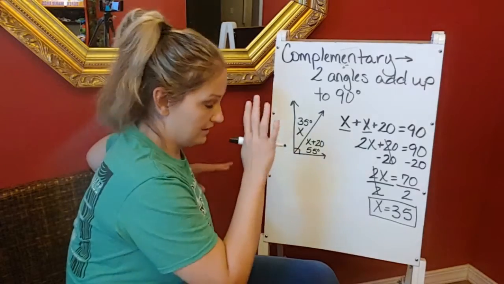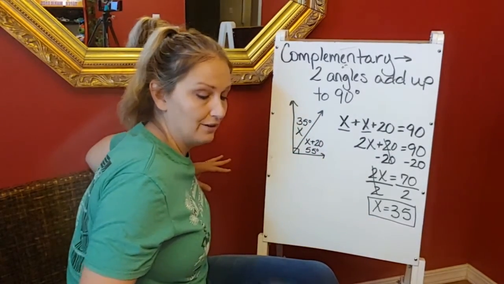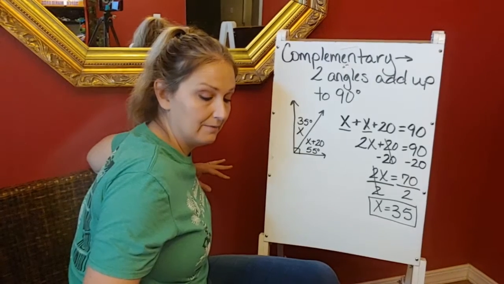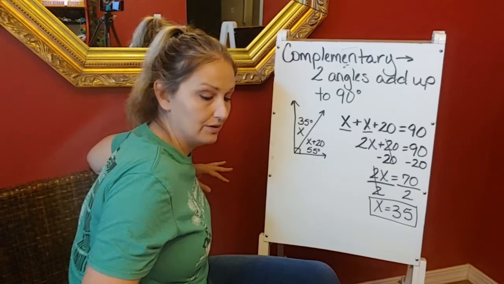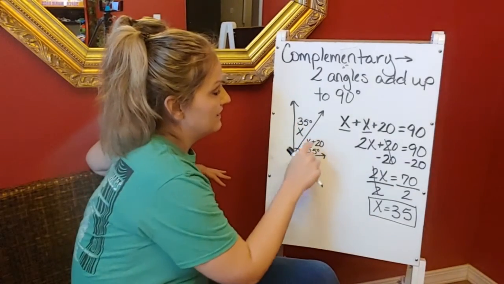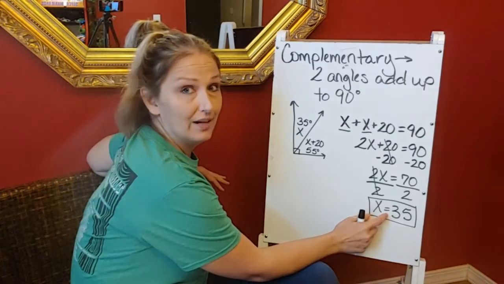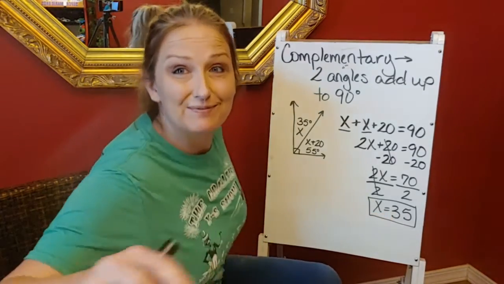And then to go even further and check this, I'm going to take 55 plus 35, and if you want to use your calculator, you can. I can tell you that it adds up to 90 degrees. Yep, right there, checked it. So these two added together gives me that 90 degrees, so I know that I did this correctly, finding out what x is.